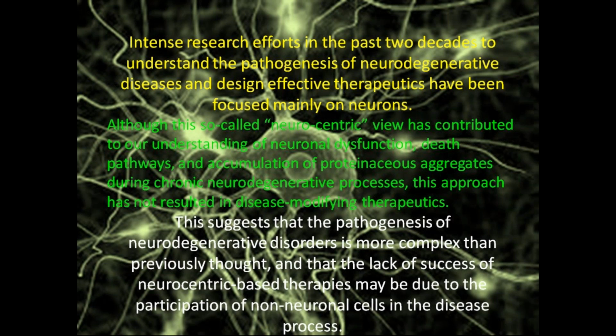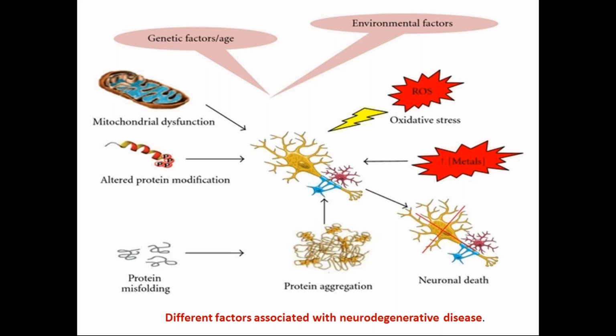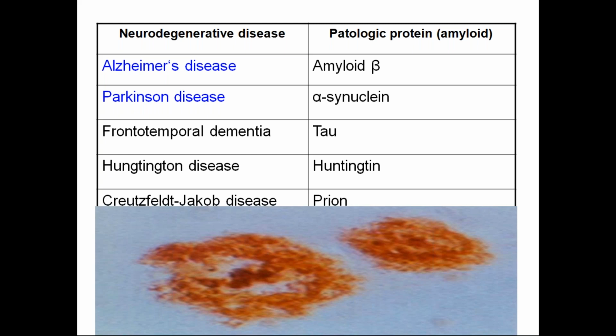reflects this. There are different factors associated with neurodegenerative disease: we have genetic factors, age, and we have environmental factors. About the environmental factors, there is the problem of oxidative stress, such as aluminium for Alzheimer's disease, and lead for Parkinson's disease. This figure presents different factors associated with neurodegenerative disease in general. About pathologic proteins, for example, for Alzheimer's disease it is amyloid beta, and for Parkinson's disease it is alpha-synuclein. The protein tau is the same for this pathologic process.